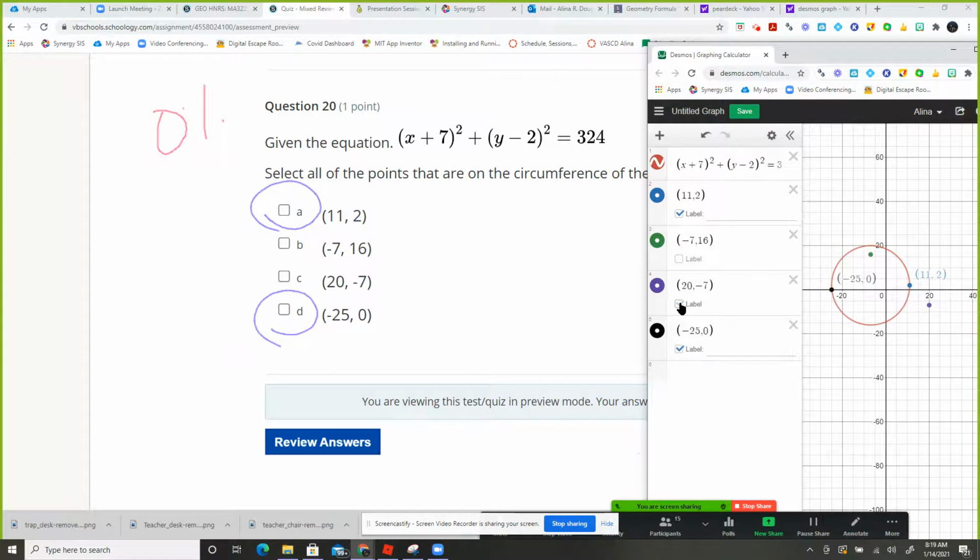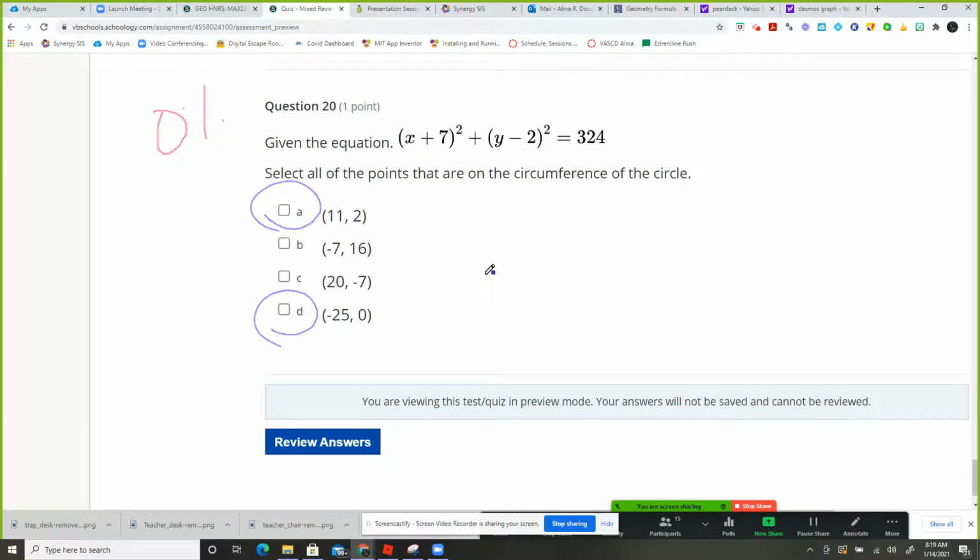Questions on that? I 100% can go back up. Where do I need to go back up to?